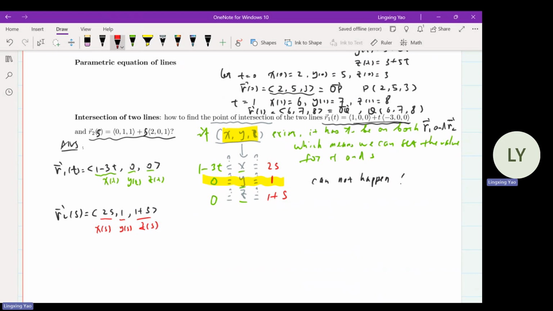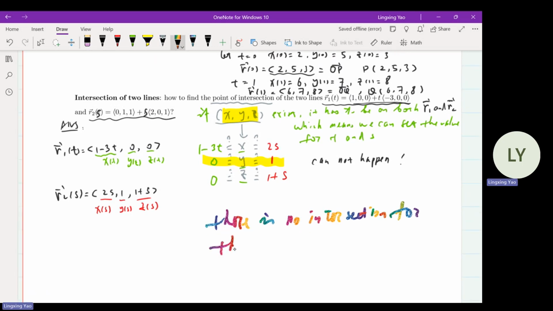The answer will be, maybe we should use a different color, there is no intersection for these two lines. So this is our answer.